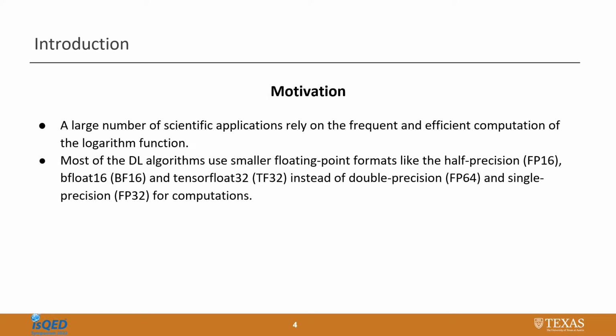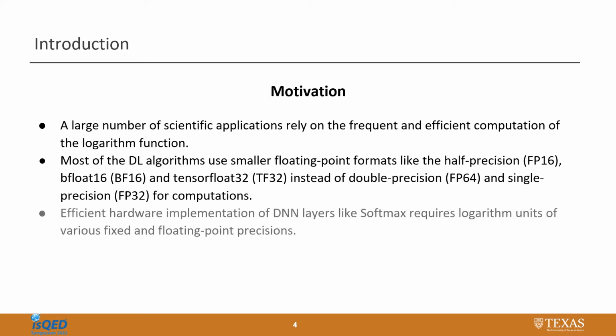bfloat16 is a 16-bit truncated version of the single precision floating point data type used in Intel deep learning processors, FPGAs, and Google TPUs. TensorFloat32 is an emerging floating point data type that occupies 19 bits and is used in NVIDIA A100 GPUs. Also, efficient hardware implementation of deep neural network layers like softmax requires logarithm units of various fixed and floating point precisions.